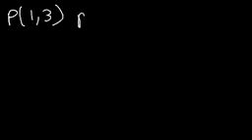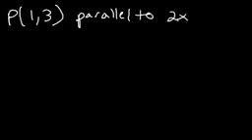Now sometimes you may need to write the equation of the line given another parallel or perpendicular line. So let's say you want to write the equation of the line that passes through the point (1, 3) and that's parallel to the equation 2x minus 3y minus 5 is equal to 0. How would you do it?